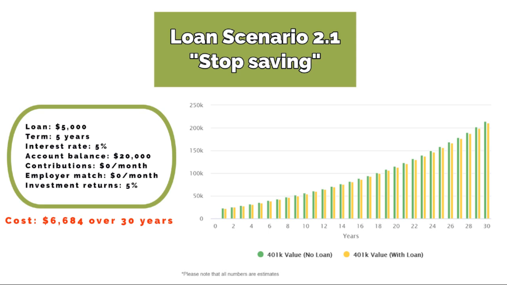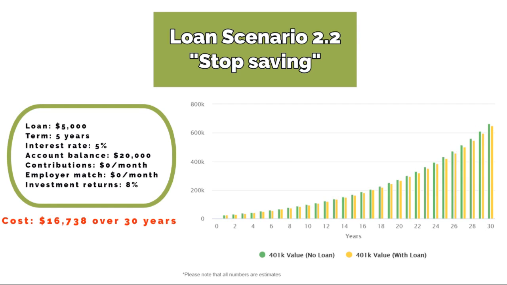But we'll also look at a scenario where the investment return is a little bit higher. A higher longer-term return of 8%. Now that $5,000 loan and stopping their contributions for that 5-year period could cost this person upwards of $17,000 in lost retirement savings. And so we're seeing that impact. $17,000 in lost retirement savings could mean that you have to work another year before you retire. And no one wants to do that.